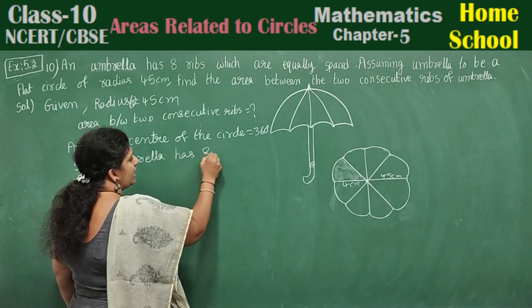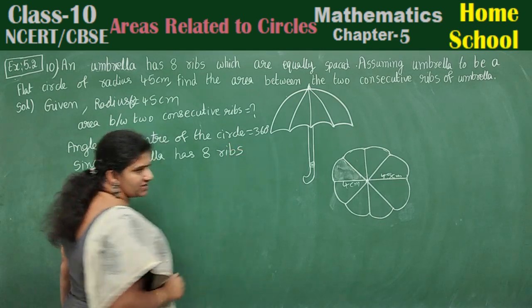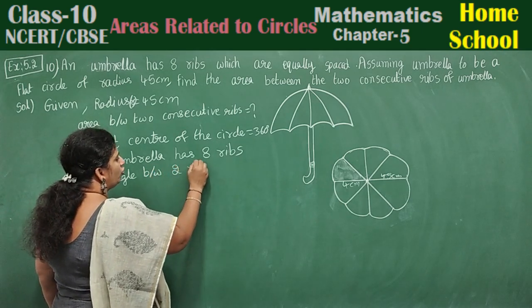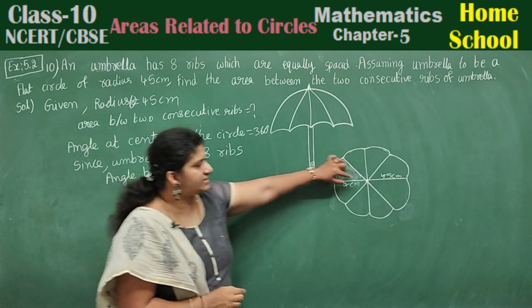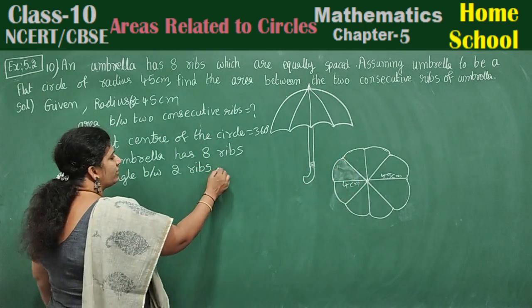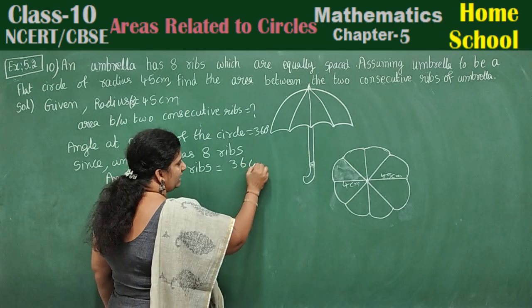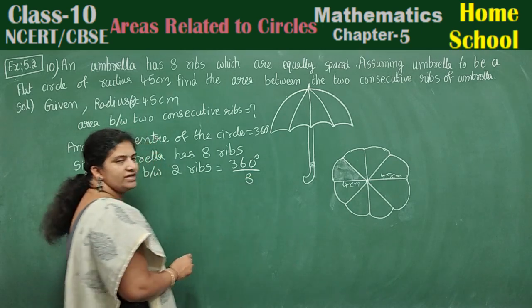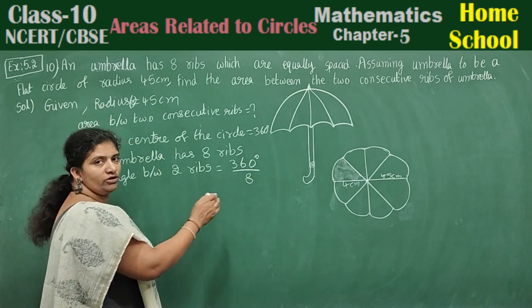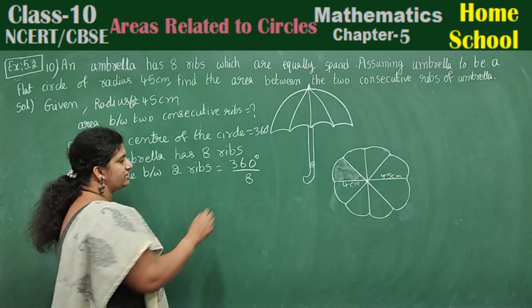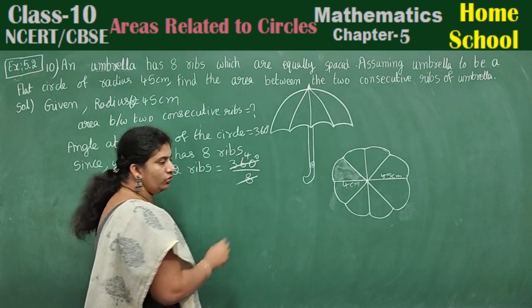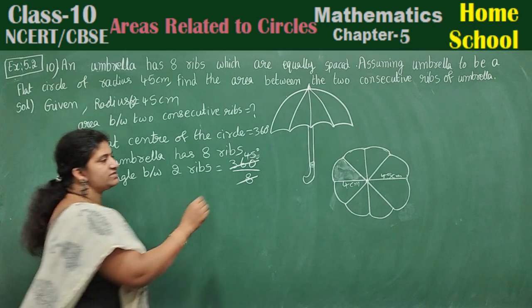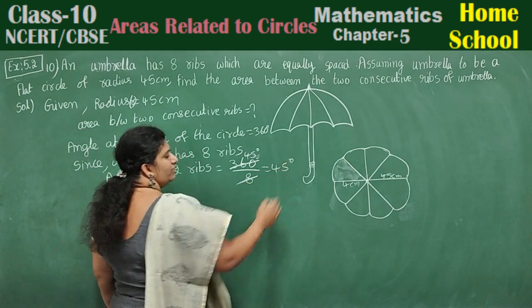Since the umbrella has 8 ribs, the angle between two ribs, imagine this angle, is equal to the central angle divided by the number of ribs you can see in this circle. 8 ribs. 360 degree divided by 8. You are going to get the angle between two ribs. 8 fours are 32, then 8 fives are 40. Angle between two ribs is equal to 45 degree.